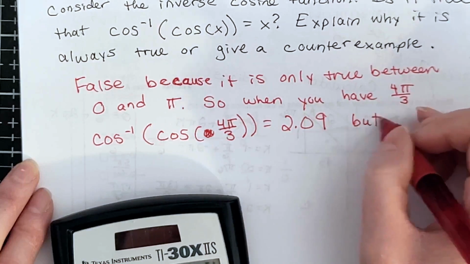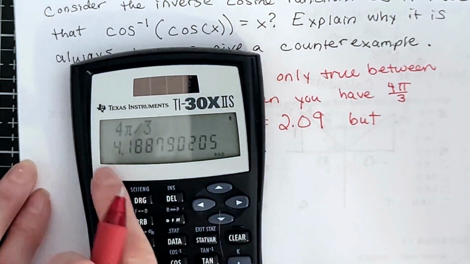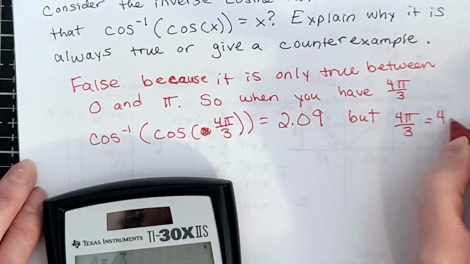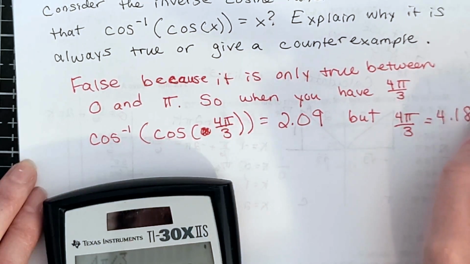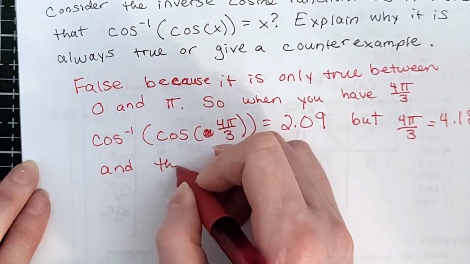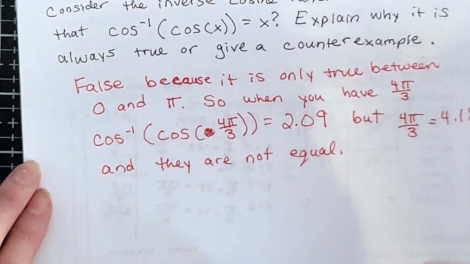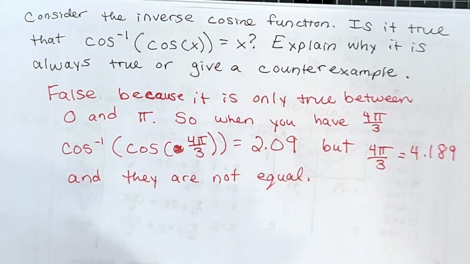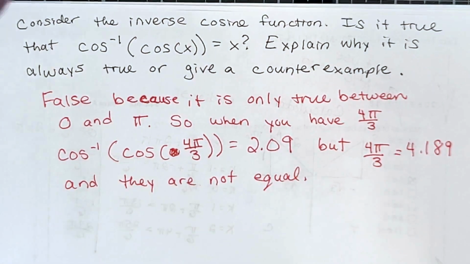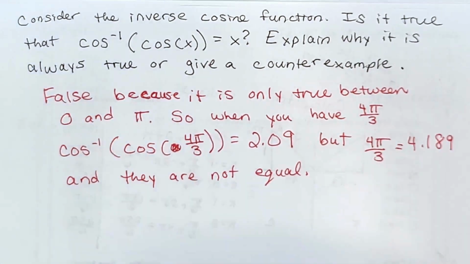2.09. But what is 4 pi divided by 3? 4 pi divided by 3 equals 4.189, I guess. And they are not equal. Okay, so you just need to give one counterexample. You could have used anything other than 4 pi over 3, just anything that's not between 0 and pi, obviously. So make sure you have that block definitely memorized for your test.